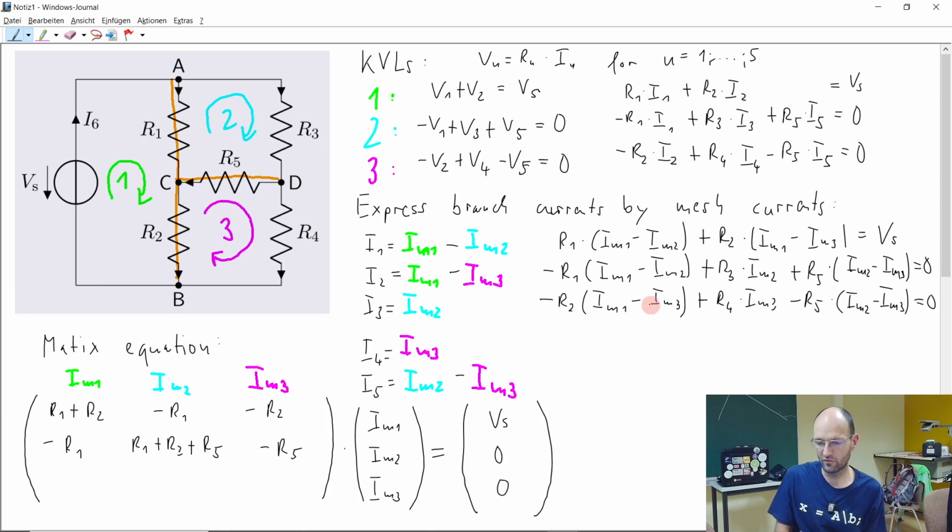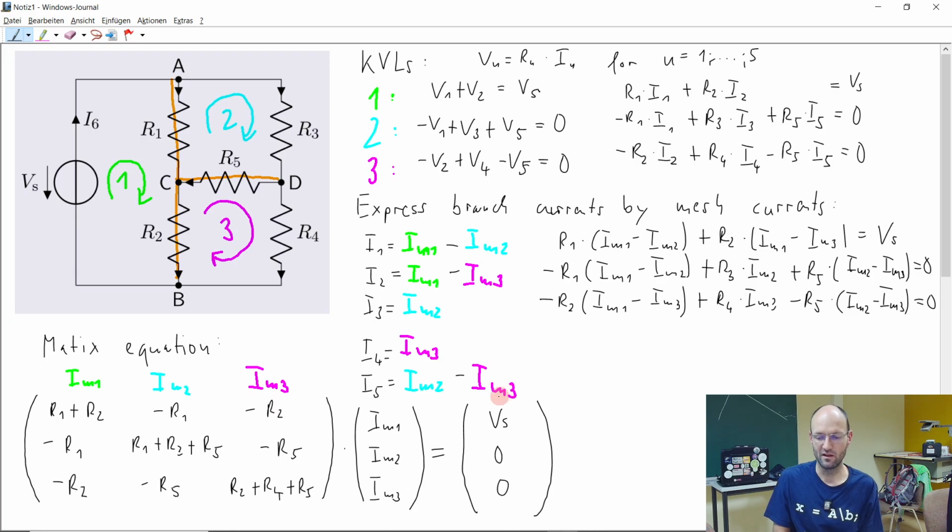Okay. And for the last equation, we have minus R2 for IM1. Then IM2 is here minus R5. And for IM3, minus and minus is plus, so R2 plus R4, here once again minus and minus is plus R5. So R2 plus R4 plus R5. This is the system of equations for this mesh current analysis for our circuit.